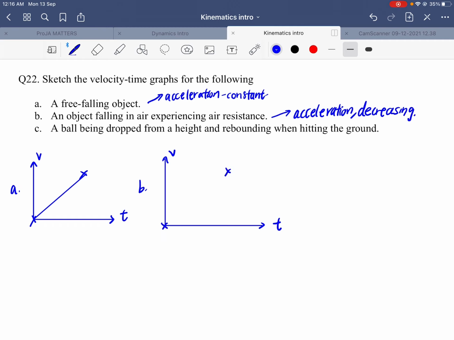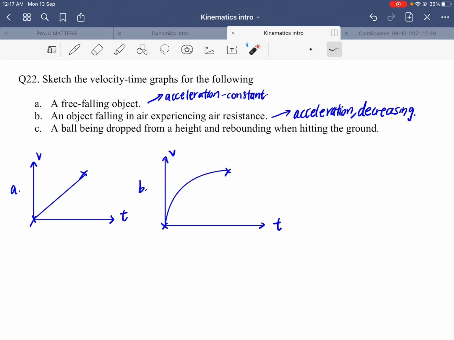Let's do our plotting first. We plot like this because we know it's accelerating. However, because the acceleration is decreasing, the gradient has to decrease as time passes. It's basically saying that acceleration is still positive but is lowering in magnitude. Therefore, we need to draw it like this.